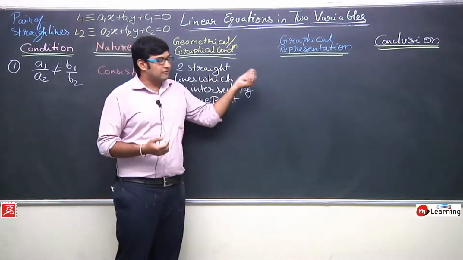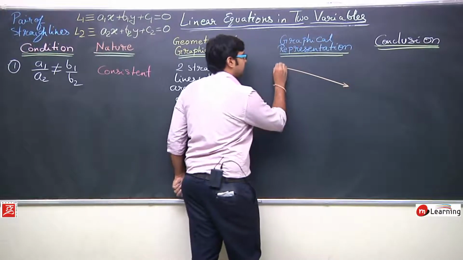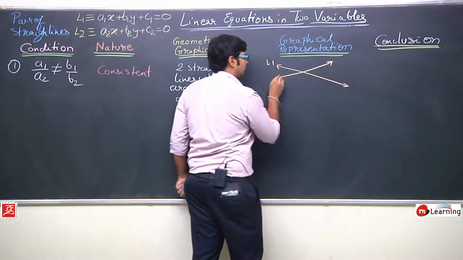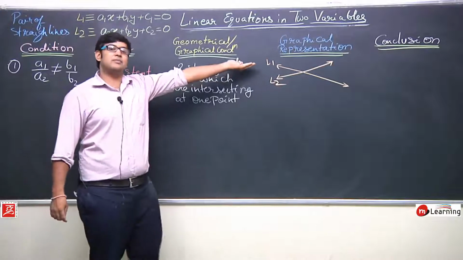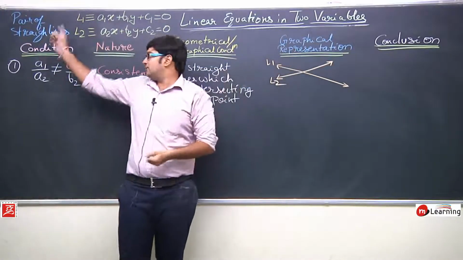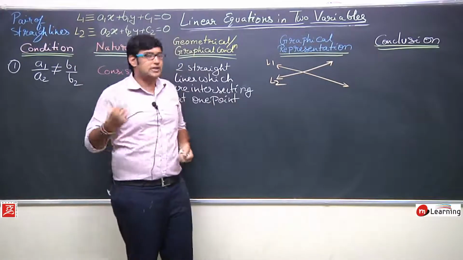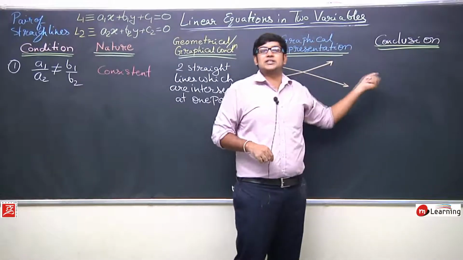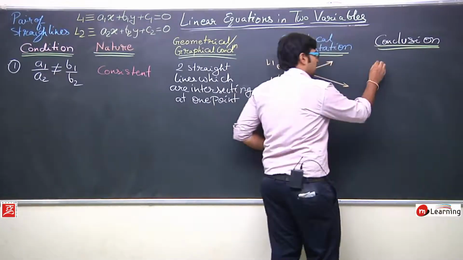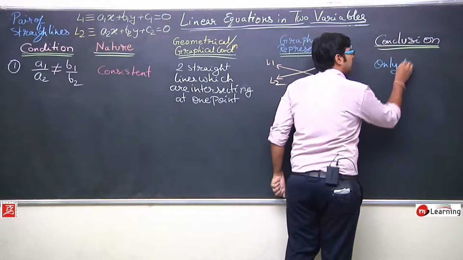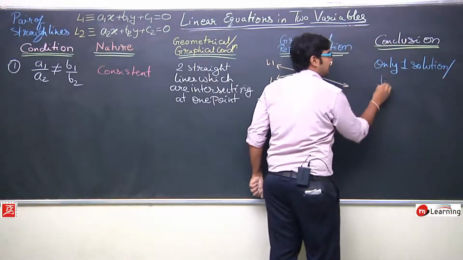Okay, now graphical representation. So graphically we can represent it like this. Let us say this is L1 line and this is L2 line. So graphically these two equations will look something like this. This will be the graphical representation of a pair of linear equations if the condition is a1 upon a2 is not equal to b1 upon b2. Now what conclusion can we draw from this graph or from this condition? We will say this pair of linear equations will have only one solution, or we will say it will have a unique solution.